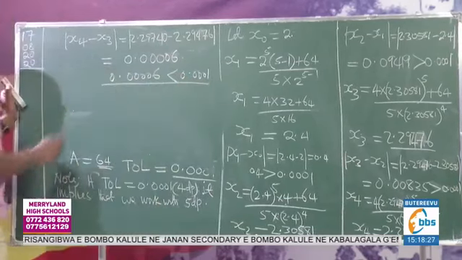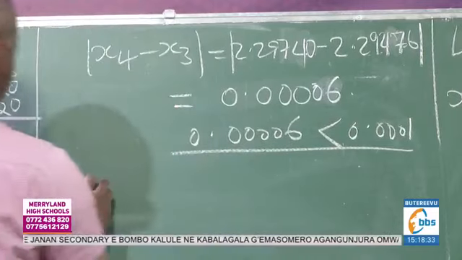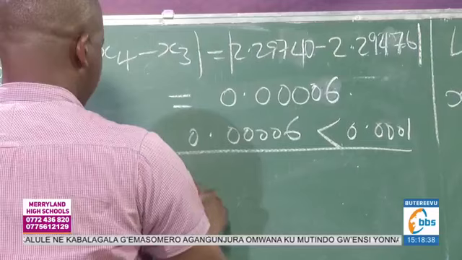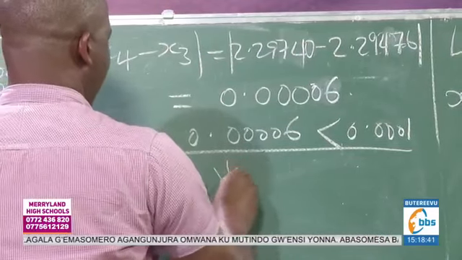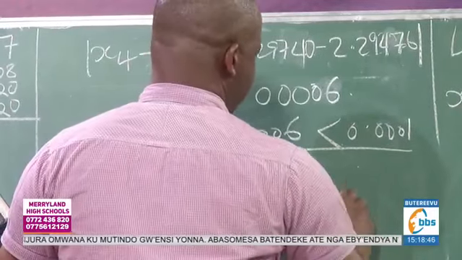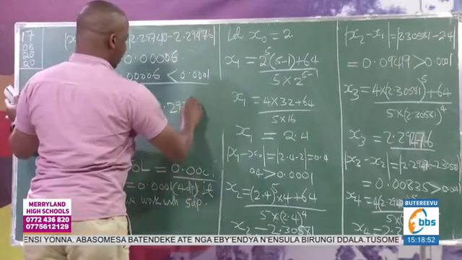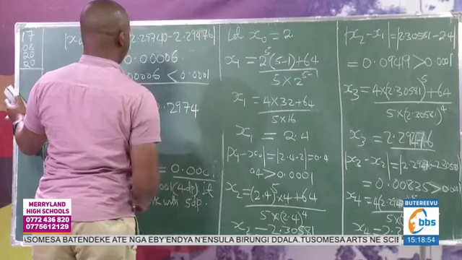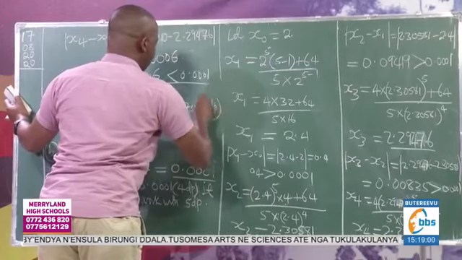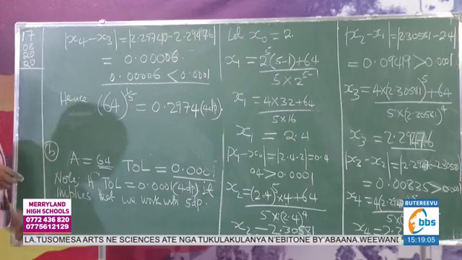Now that we have got an error that is less than the error that was given, we confirm, therefore, that the fifth root of 64, which you can write as 64 to the power 1 over 5, is actually 2.2974. We need our answer at 4 decimal places, so we take 2.2974 to 4 dPs as our final answer for this number.